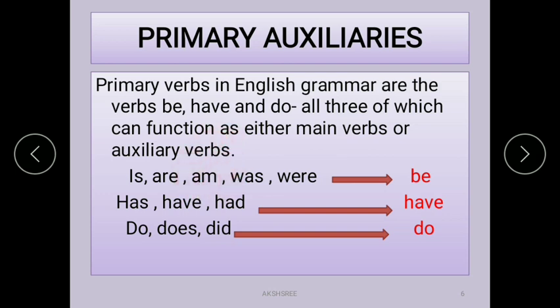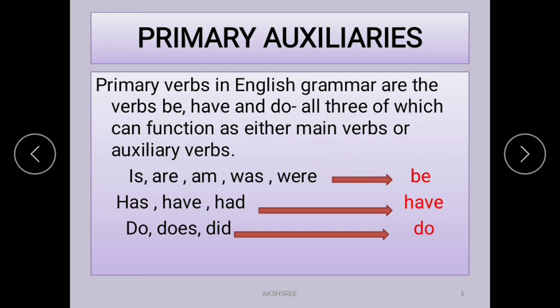Okay, and these three, is, are, am, will always be used in present tense. Was is the past tense of is and were is the past tense of are, and was and were are used in past tense. That is, was is used with singular nouns and were is used with plural nouns.